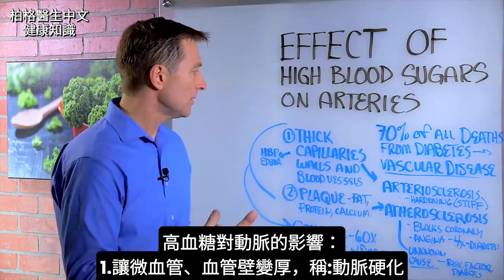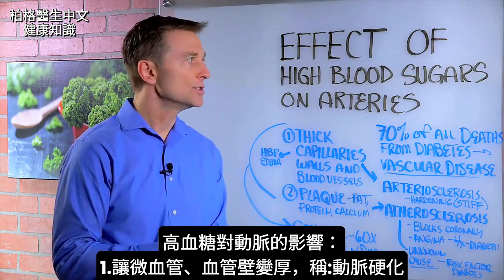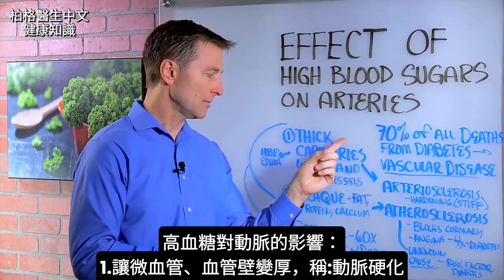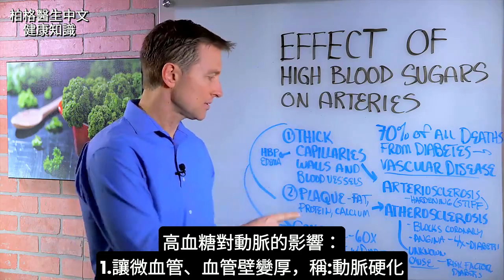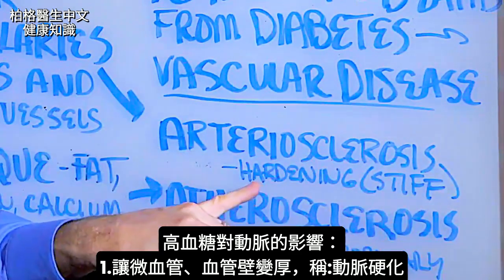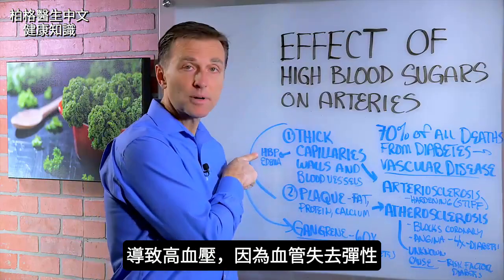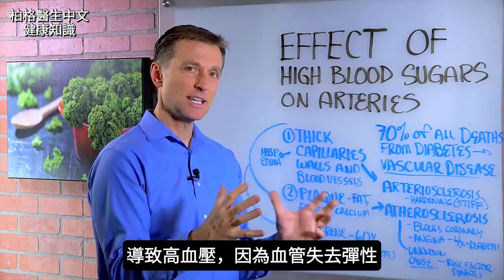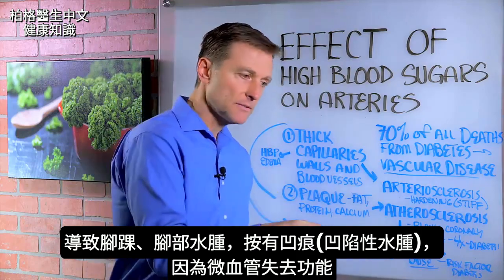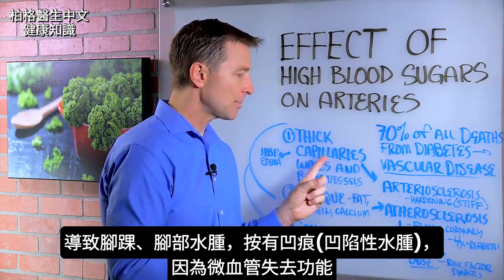Now, there's a couple things that happen in relationship to high sugar and what it does to the arteries. Number one, it makes the capillary walls thicker, okay? It makes the walls of the blood vessels thicker. And the name for that is called arteriosclerosis, which is hardening of the arteries, where the arteries become very stiff. So you're also going to see high blood pressure because there's no elasticity anymore, and you're going to see edema in the ankles and the feet. So if you were to press on the foot, it leaves a dent. It's called pitting edema because of the loss of this capillary function.